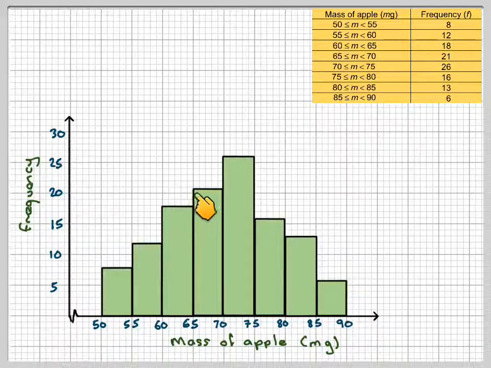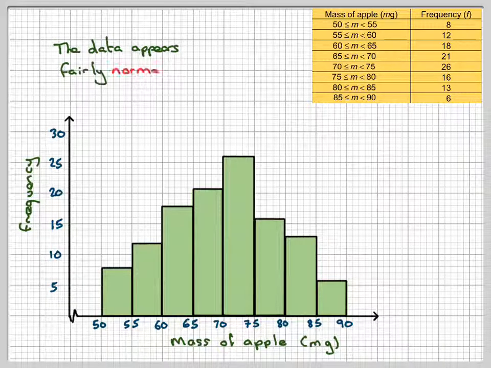Now this looks fairly normal. It's slightly off here, but it reasonably looks fairly normal. So the data appears fairly normal.